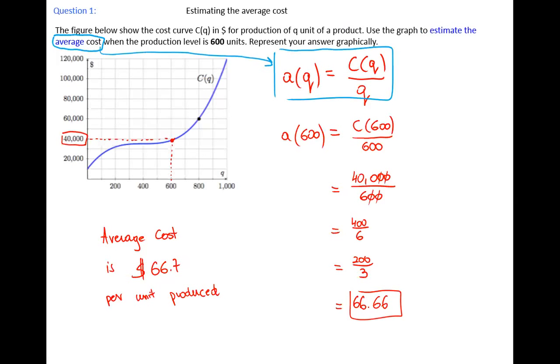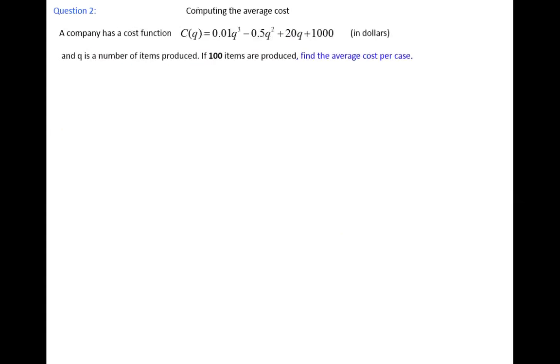Okay, one concept done. Now let's look at the next one. Probably similar things. A company has a cost function, and we do have a nice polynomial, third degree: 0.01 Q cubed minus 0.5 Q squared plus 20Q plus 1,000. That means this is the cost function in dollars, and Q is the number of items produced. If 100 items are produced, find the average cost per case. This is exactly the same question as question number 1. The only difference is, instead of the graph, we do have a formula.